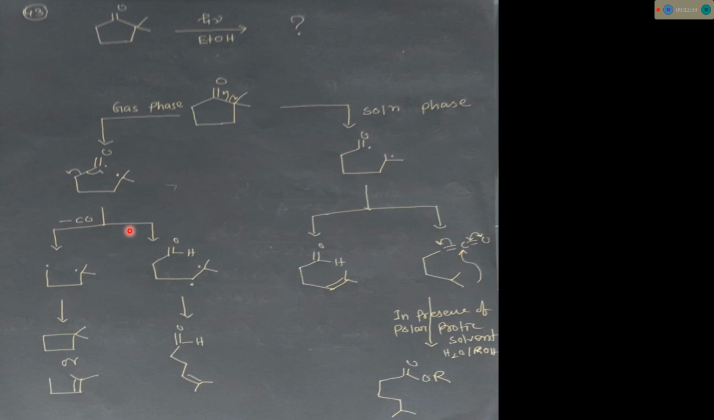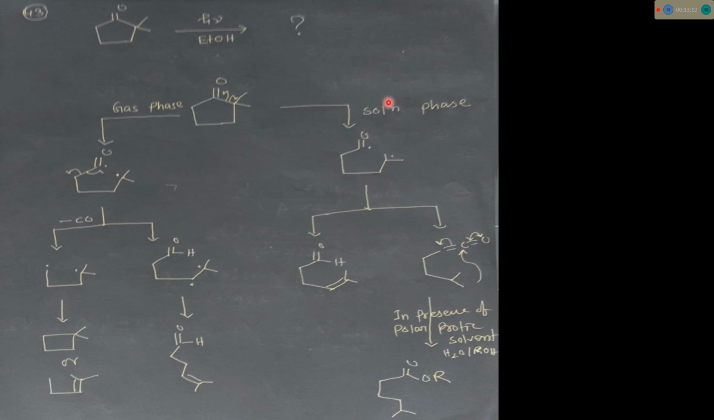The second possibility is that this carbonyl radical abstracts a hydrogen from these positions to convert into an aldehyde, and then these two radicals form a bond to give a double bond. So this is a gamma, delta unsaturated carbonyl compound. This is the case of a gas phase reaction, if we treat the cyclopentanone molecule with light without any solvent.